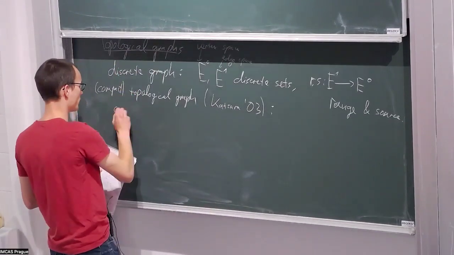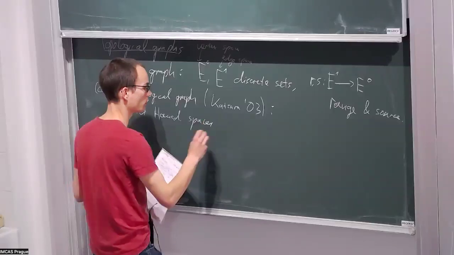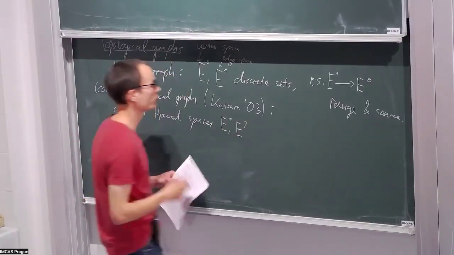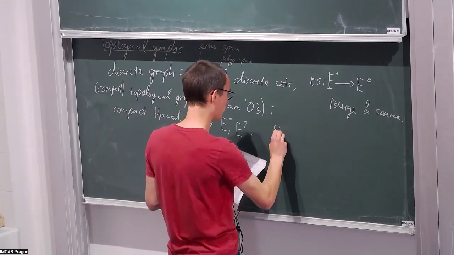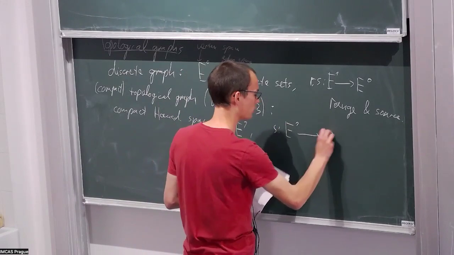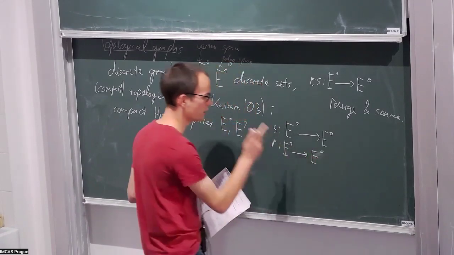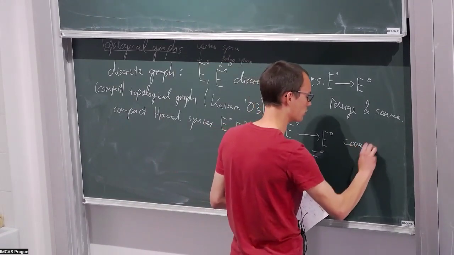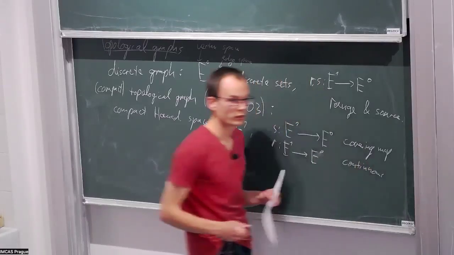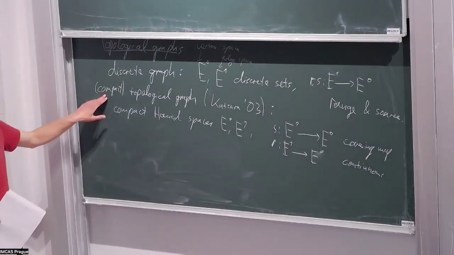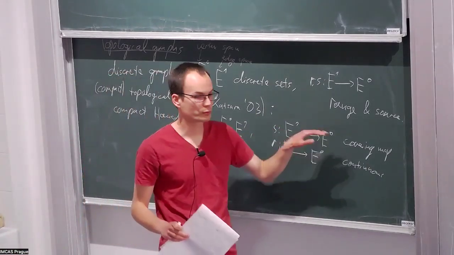consists of compact Hausdorff spaces E0 and E1, which again we call the vertex and the edge space, and two maps, S from E1 to E0, and R from E1 to E0, where S should be a covering map, and R should be continuous. So as a remark, I will only talk about compact topological graphs. Of course, you can define this more generally. And then you would want S not to be a covering map, but to be a local homeomorphism.